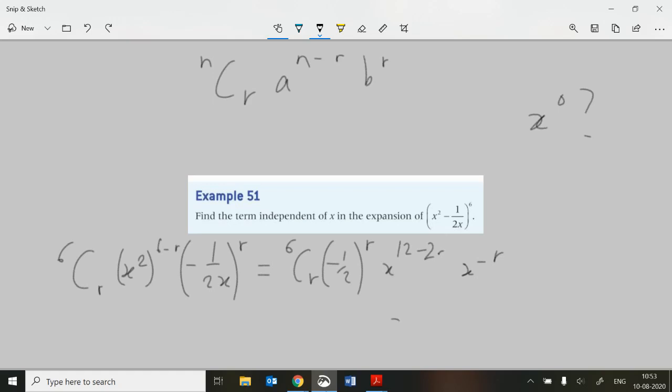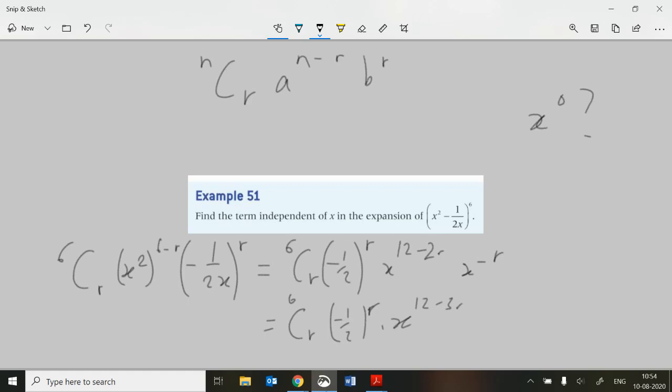So let's combine this. We've got x to the 12 minus 3r now. Remember, laws of indices, we've got the same base number, we can add those 2 powers. And we basically want to say, well, when is this equal to 0? So again, let's write it out fully: minus a half to the power of r times this thing.